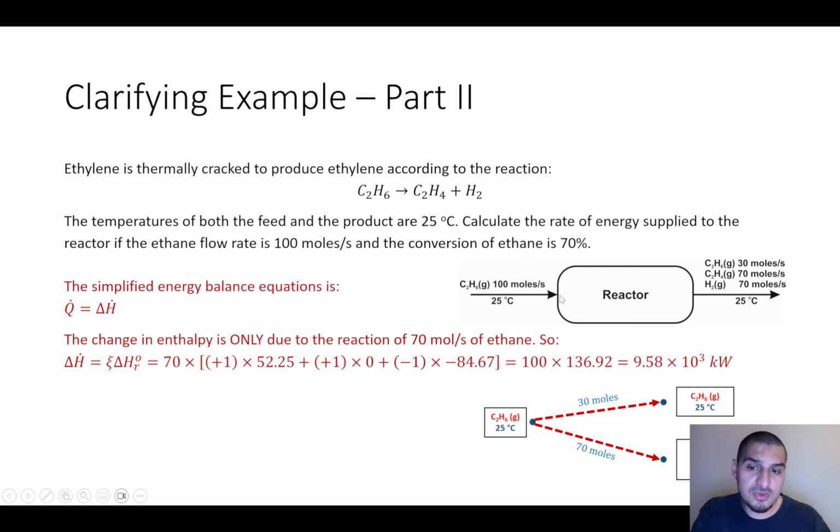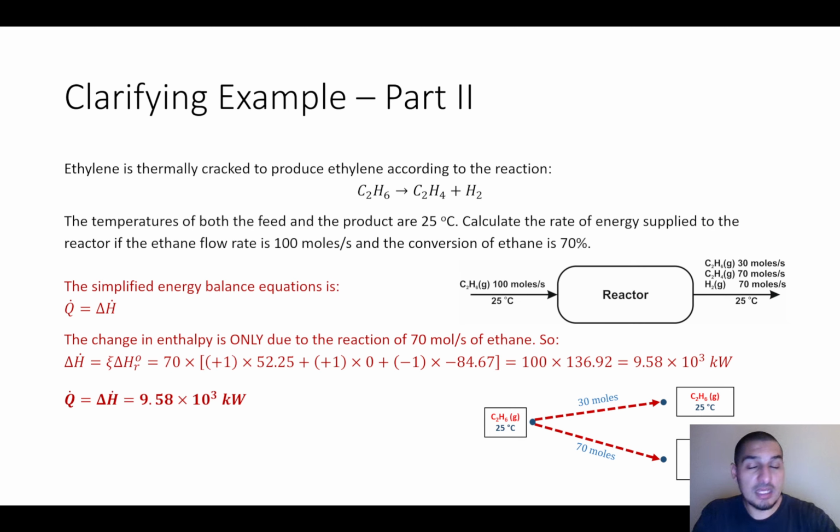The extent of reaction here is going to be 70. It's going to be n out minus n in over the stoichiometric coefficient. So it's going to be 30 minus 100 over negative 1, or 70 minus 0 over 1. So it's going to be 70 at the end of the day, multiplied by the same standard heat of reaction, whatever the value that we have. It's 9.6 times 10 power 3 kilowatts.